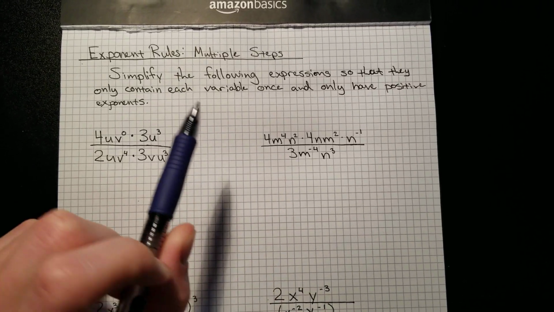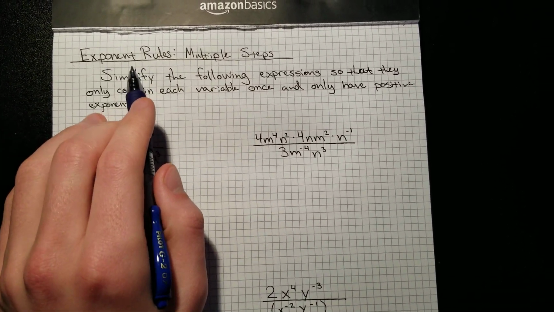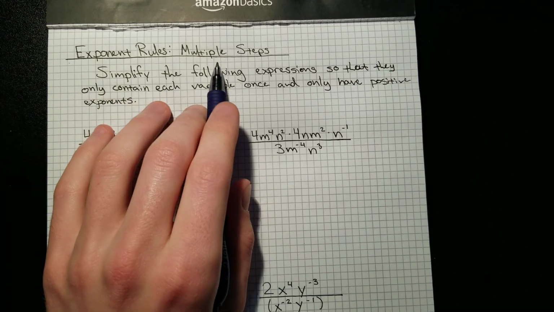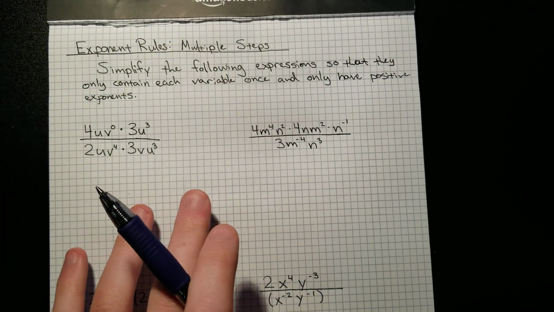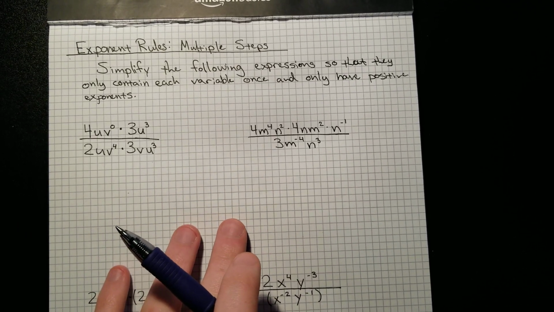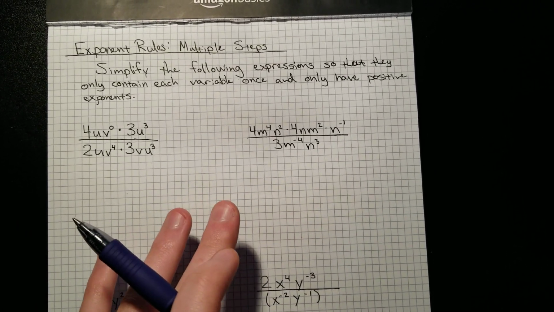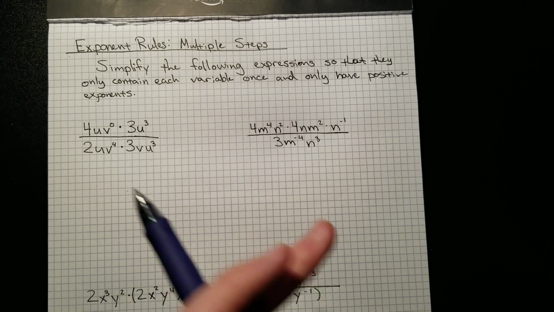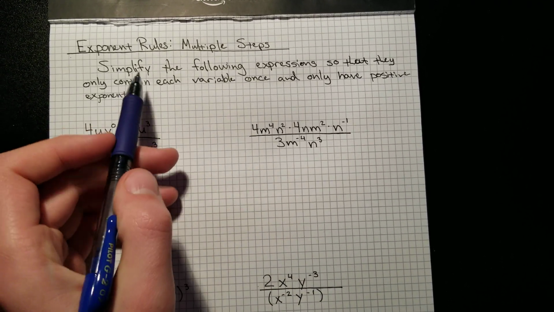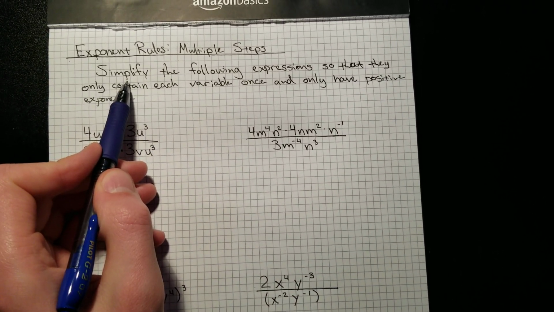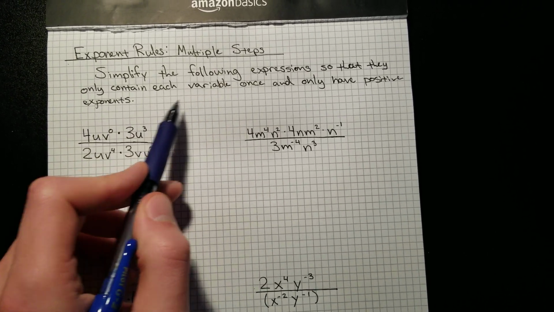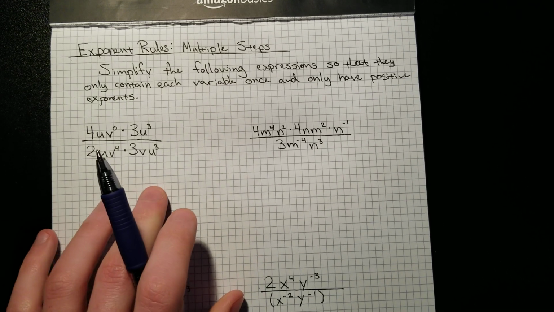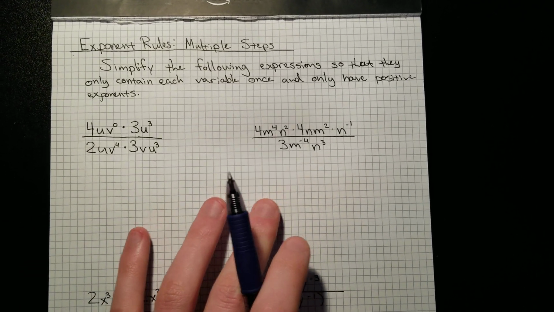Hey guys, so today we're going to be working with exponent rules again. Instead of just having one or two steps, we're going to work with a couple of problems that actually have two or three steps. So that's really the change we're going to work with today. Again, we're going to be simplifying expressions so that they only contain each variable once and only have positive exponents. We're going to use the exponent rules for that.